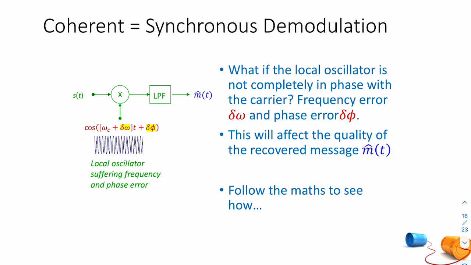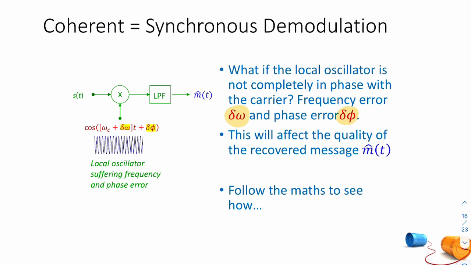Now, last point for today's lecture: consider what would happen if the frequency of your local oscillator wasn't exactly the same as the frequency of your incoming DSB. What if there was an error, a frequency error of delta omega? What if there was a phase error of delta phi? So instead of having a cosine, you would have a sine, where your incoming signal was a cosine. What if there's an error in phase or frequency or both? How do we deal with that?